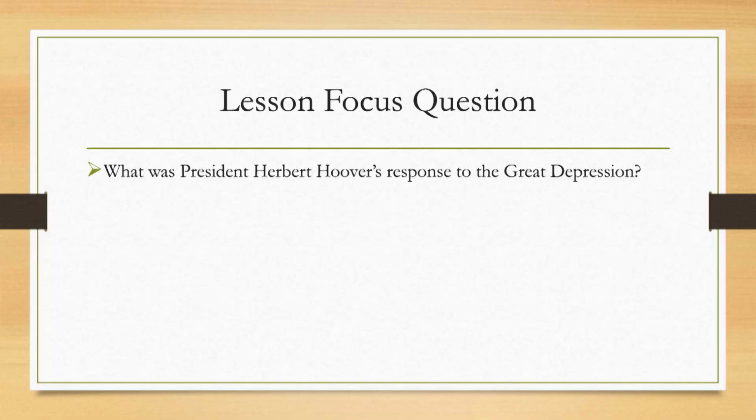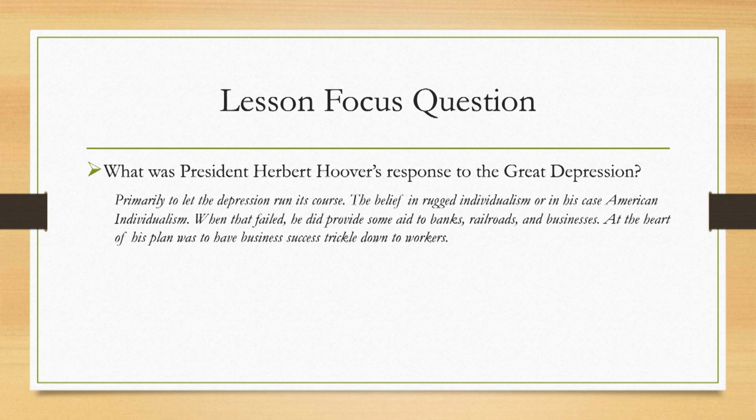What we have next is the lesson focus question. The lesson focus question says, what was President Hoover's response to the Great Depression? Well, we told you that Hoover was a Republican. Because he was a Republican, he didn't subscribe to the belief that direct relief should be given to the public or to citizens. What he did believe in was this: he believed that primarily what he should do is do nothing. Let the Depression run its course.